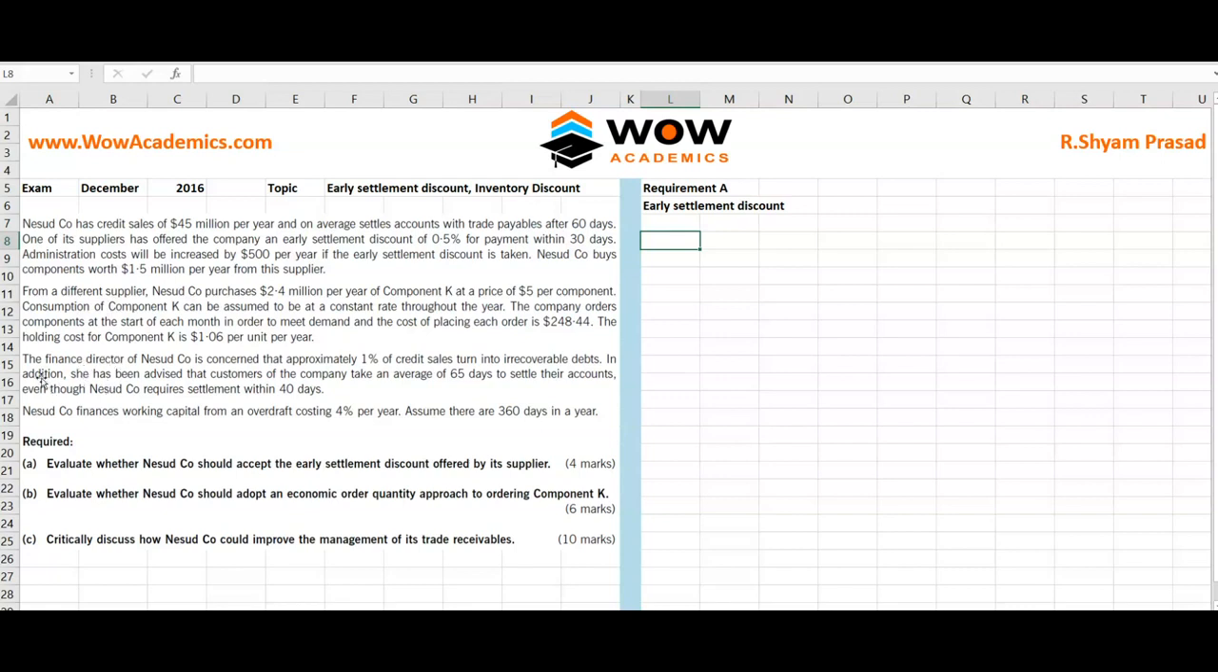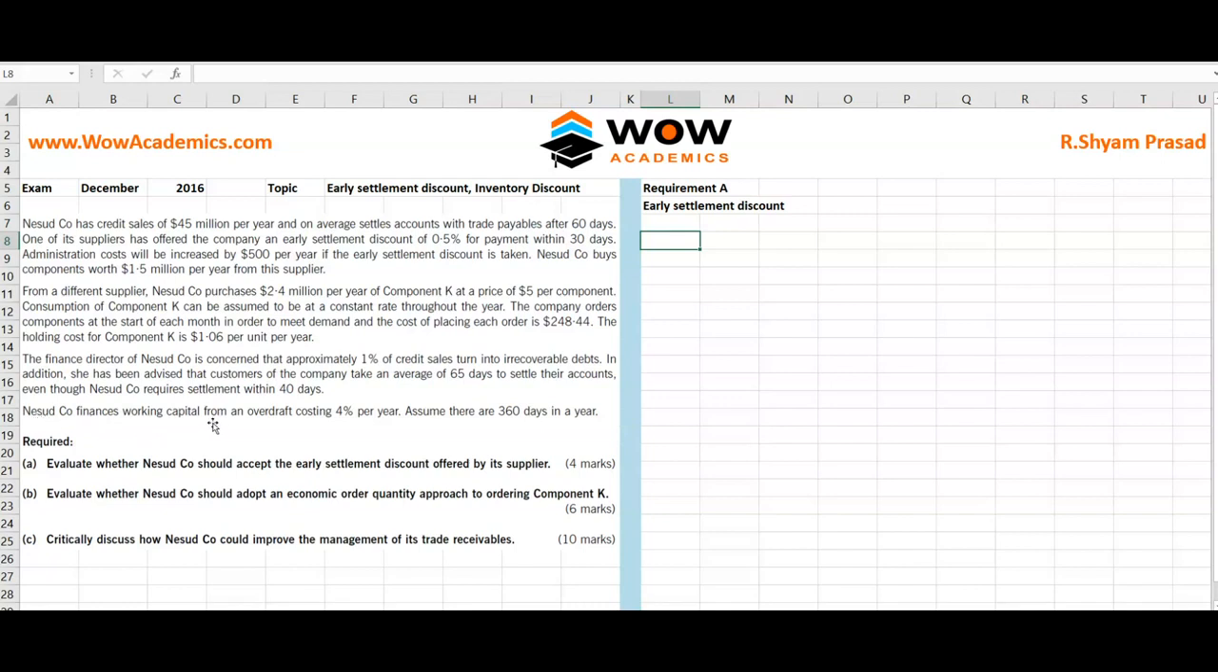So finally we'll go to the third paragraph. The finance director of Enco is concerned that approximately 1% of credit sales turns into irrecoverable debts. In addition, she has been advised that customers of the company take an average of 65 days to settle the accounts, even though Enco requires a settlement within 40 days. So again, this is about the receivables. So we are not bothered about the receivables. We are bothered only about the payables. So you don't need to take this information.